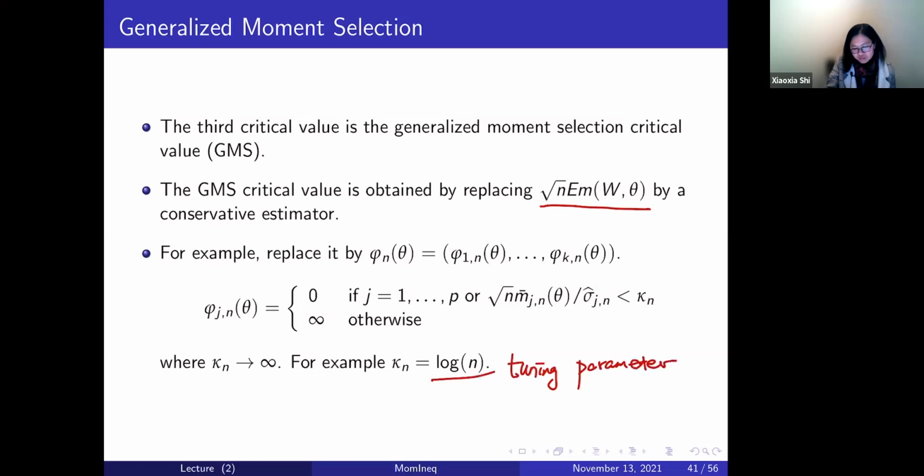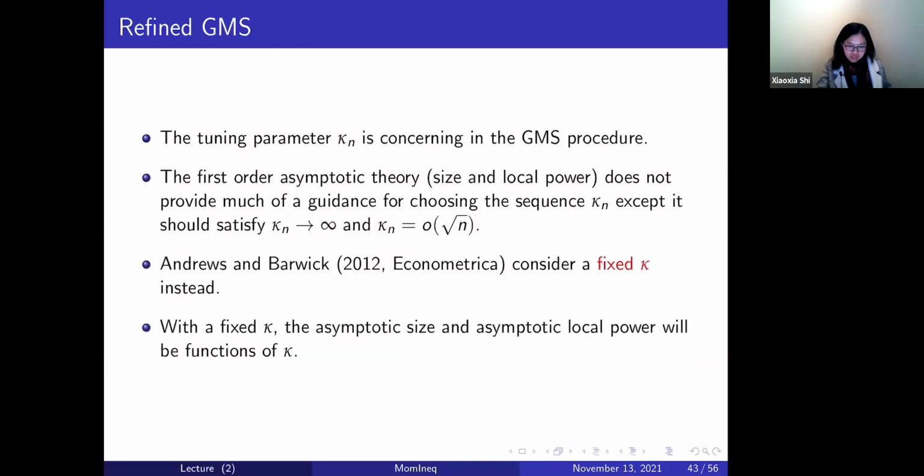That is required to diverge to infinity, but slowly. That tuning parameter is user chosen, and it could affect the size and the power of the test. And there isn't a simple guidance for how kappa n should be chosen, other than it should diverge slowly with n. So there are different ideas for how to deal with the tuning parameter.